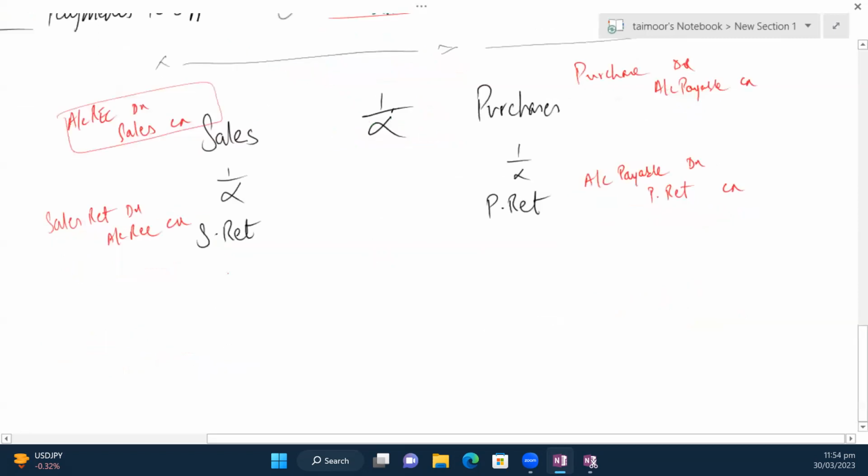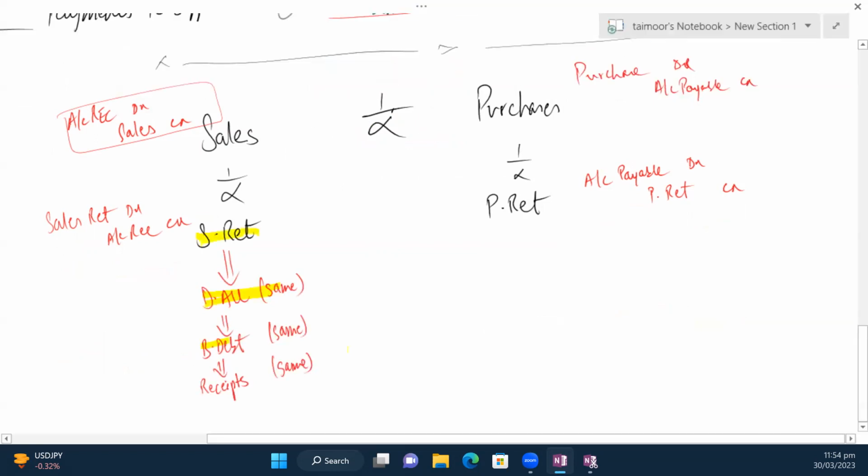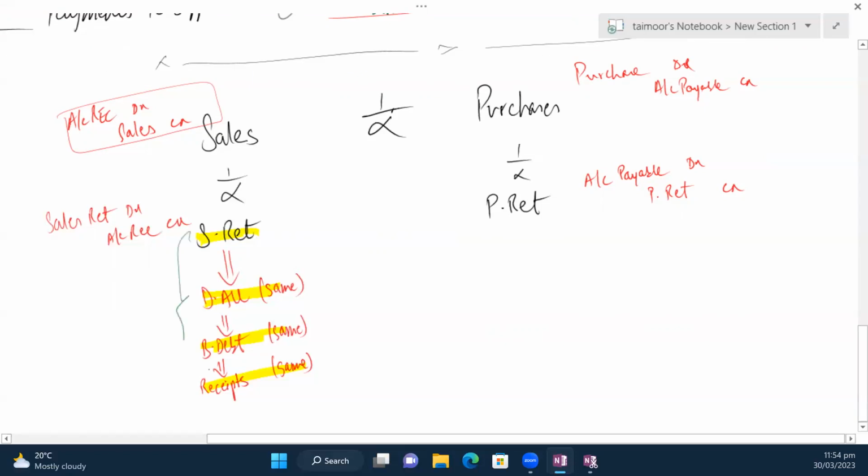अब सेल्स रिटर्न की जो एंट्री है, डिस्काउंट अलाउड की भी सेम एंट्री होगी, बैड डेट की भी सेम एंट्री होगी, एंड रिसीट्स फ्रॉम कस्टमर की भी सेम एंट्री होगी. Why is it? Because all of them are resulting in your receivable balance to decrease. Because of all of this, what is happening? Your account receivable is reducing.